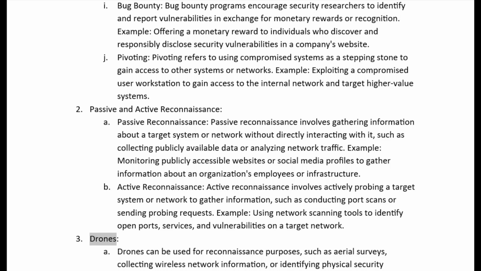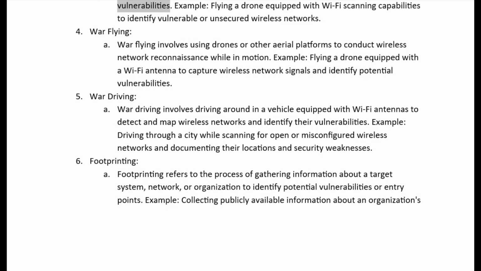Drones. Drones can be used for reconnaissance purposes, such as aerial surveys, collecting wireless network information, or identifying physical security vulnerabilities. Example, flying a drone equipped with Wi-Fi scanning capabilities to identify vulnerable or unsecured wireless networks.